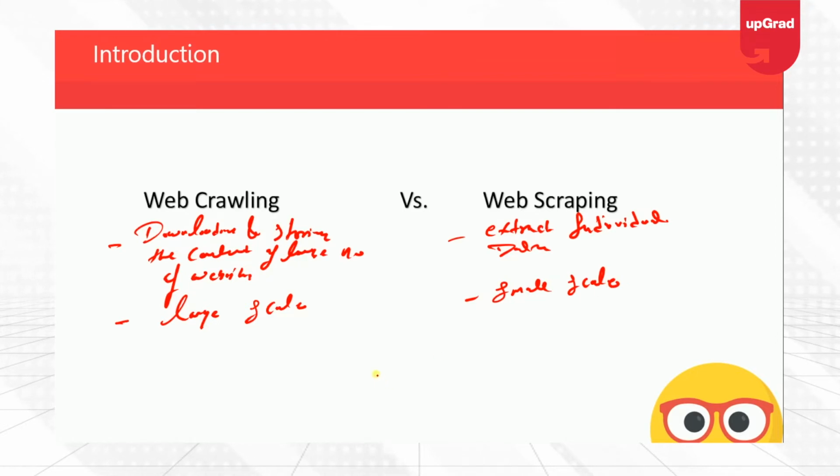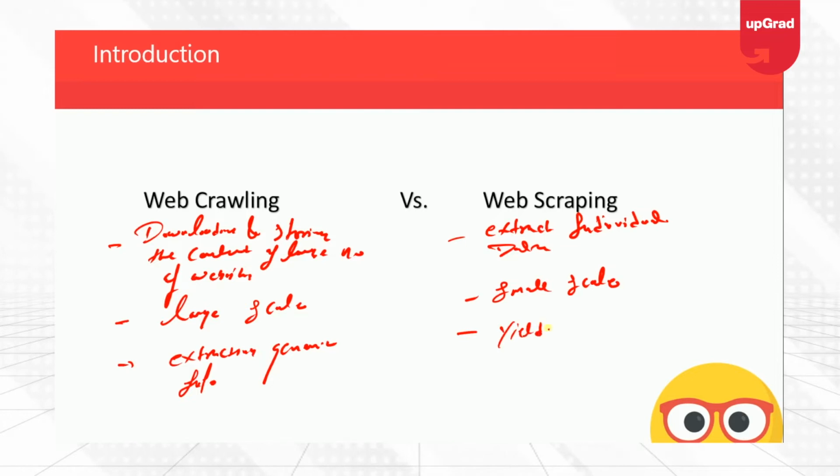Alright, so web crawling is basically used for extracting generic information. So when I say generic, that basically means whatever is available in the given website, every data or information will be extracted. Whereas web scraping is not about extracting generic information. It is about extracting or yielding some specific or particular information that we are seeking from that website.